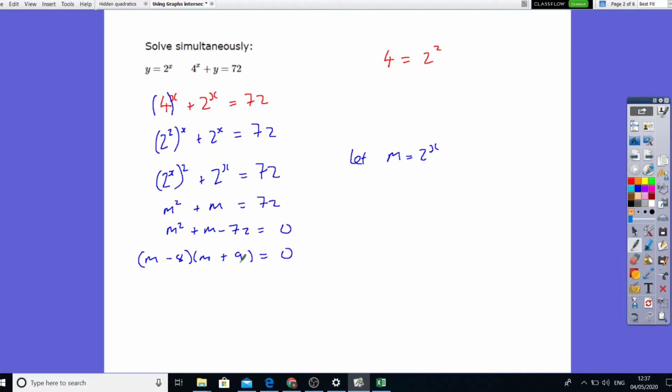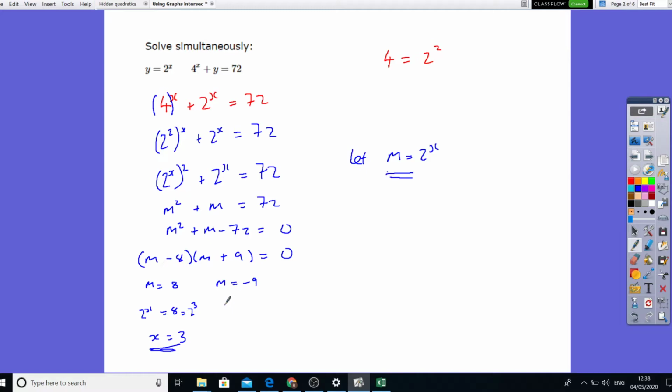Okay, so now I've factorized this, and now I'm going to say m is equal to 8. In this case, m here can also equal minus 9. Now that's what m equals. I need to solve for x, so straight away I need to put that back in here. So 2 to the power x is the same as 8. Now 8 in terms of 2, I can put that as 2 cubed. So the base is now the same, so the powers are the same. In this case, x will equal 3.